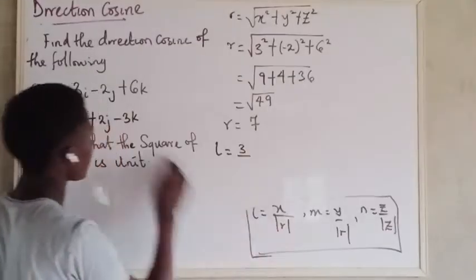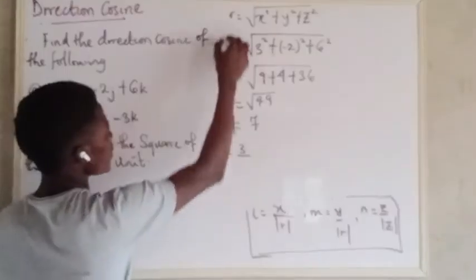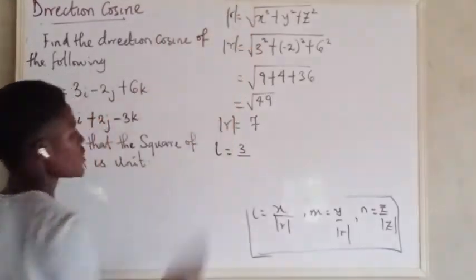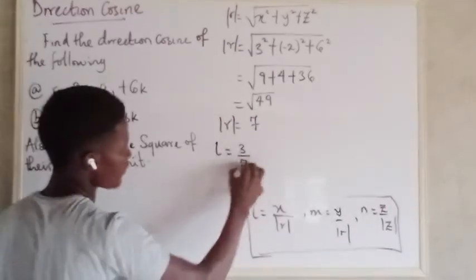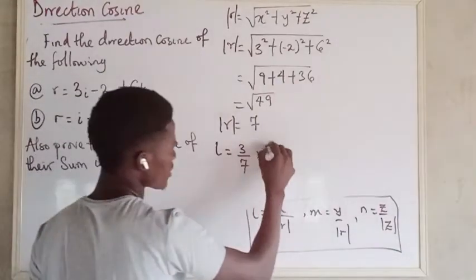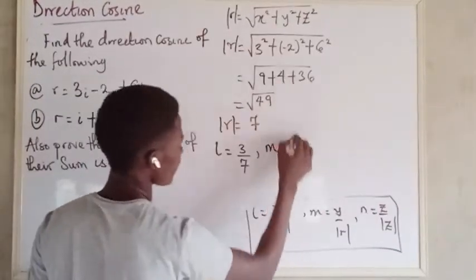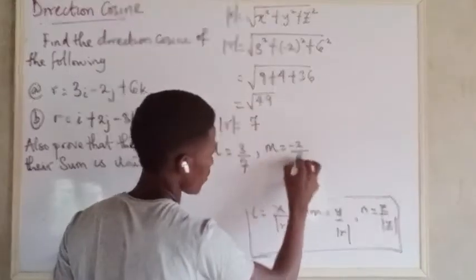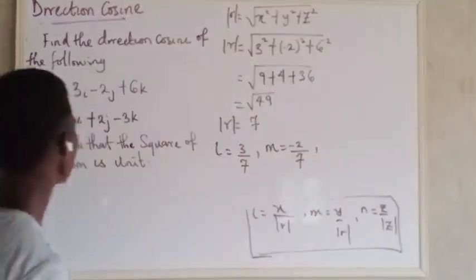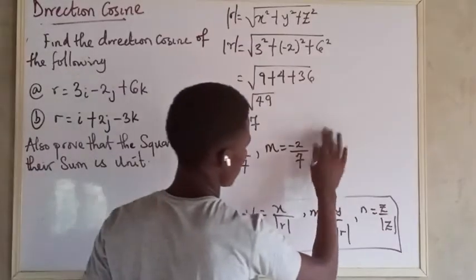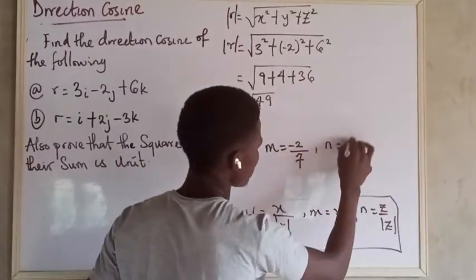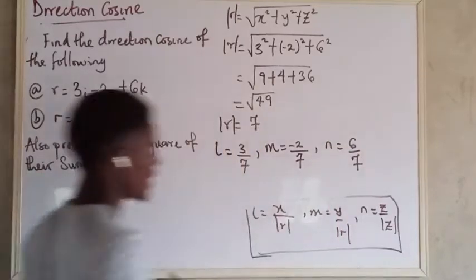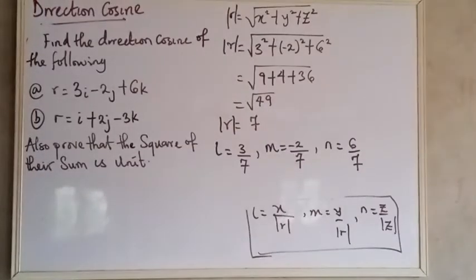So my L will now be x, which is 3, over the magnitude of r. Don't forget, this is the magnitude of r. What's the r that we got? That's 7. Your m will be minus 2 over 7. Then your n will be 6 over 7. Now I've been able to get my direction cosine. These are the direction cosine.